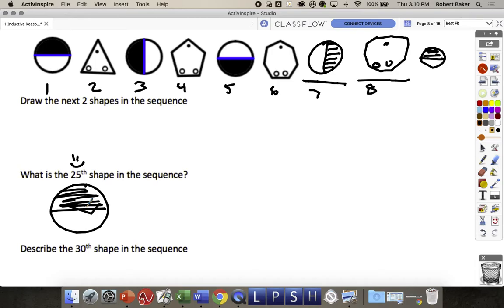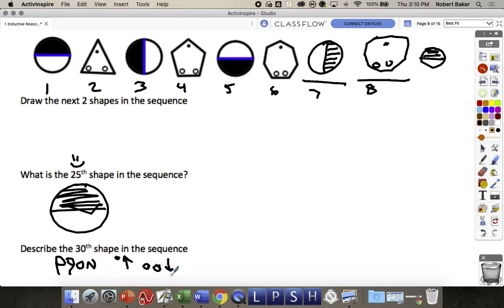Describe the 30th shape in the pattern. It's a polygon. No, because it says describe, not draw. With a black dot and 2 white dots. One black dot at the top, 2 white dots at the bottom. Yes, sir. 31 sides. How did he know that? The pattern is with each even number it goes over. Whose mind is blown right now?